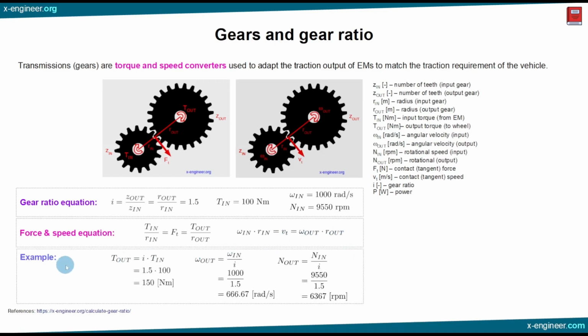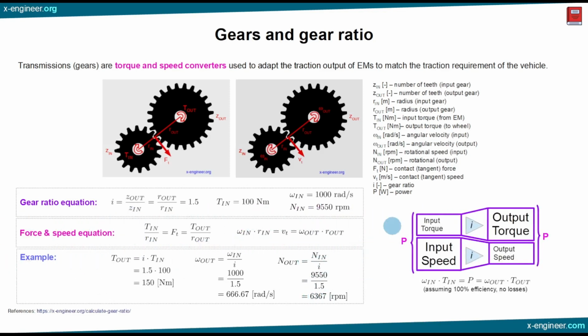With these equations in mind and with the input data, we can calculate the output torque as being the product between the gear ratio and the input torque, which means 1.5 times 100 gives 150 Newton meters. Also, the angular speed of the output wheel is the ratio between the angular speed of the input wheel divided by the gear ratio, which gives around 667 radians per second. The same equation can be applied if we use RPM for the rotational speed. In this case, the speed of the output wheel is the ratio between the speed of the input wheel divided by the gear ratio, which gives around 6367 RPM.